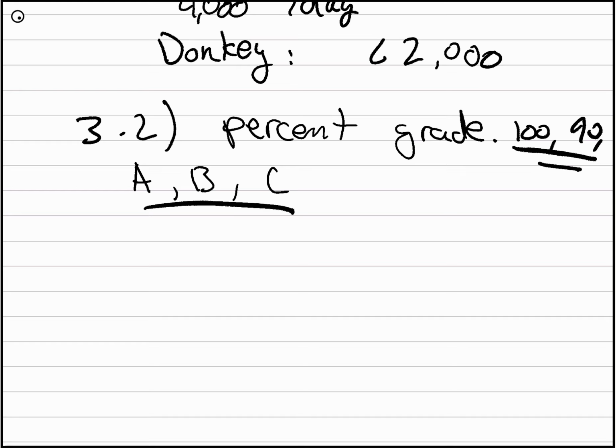It is up to you how you divide things up, but in general, 100 is an A, 90 is an A minus, I think 80 is a B minus, and so forth. I think this one is going to be pretty interesting.